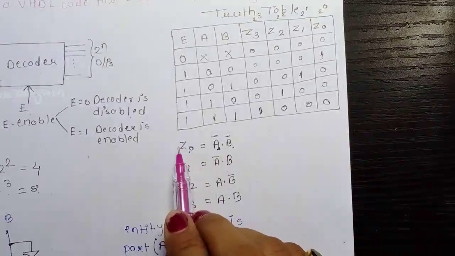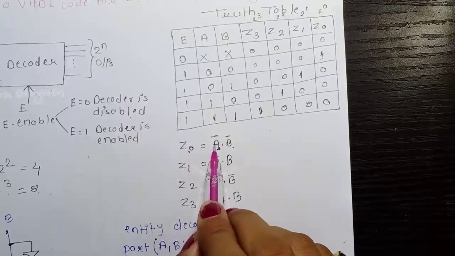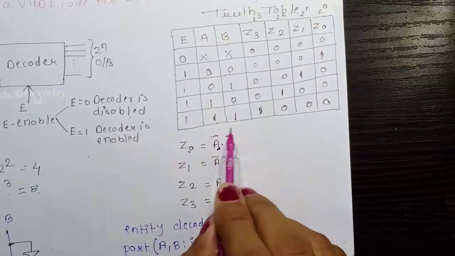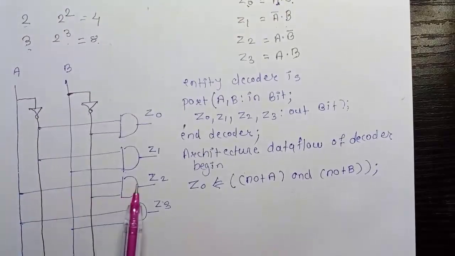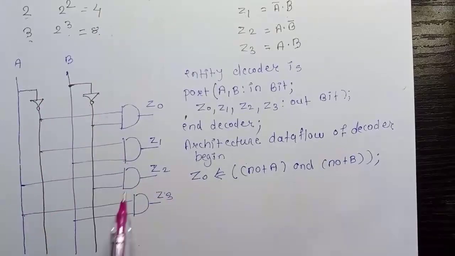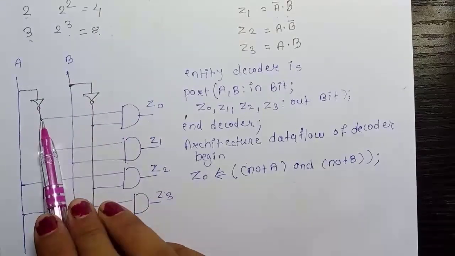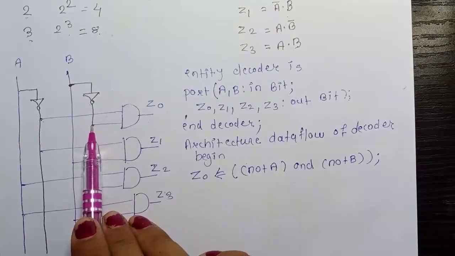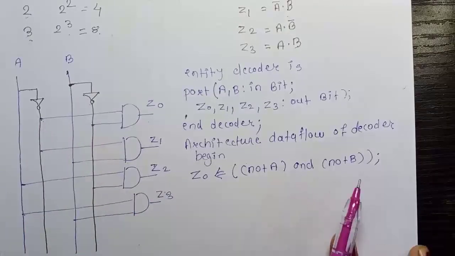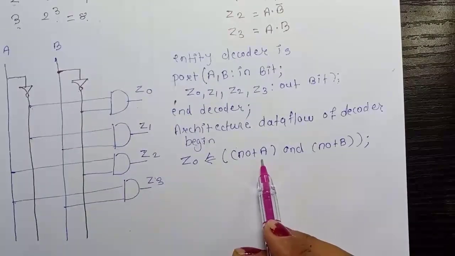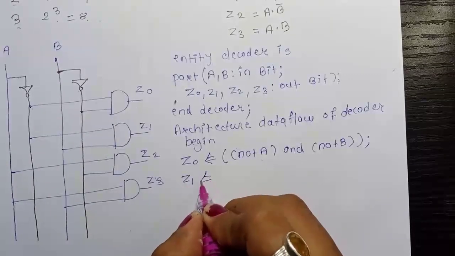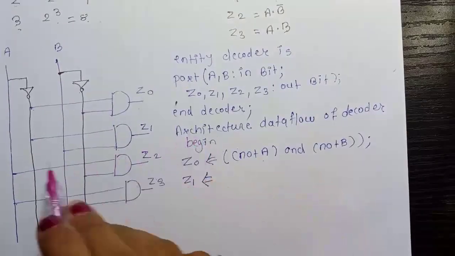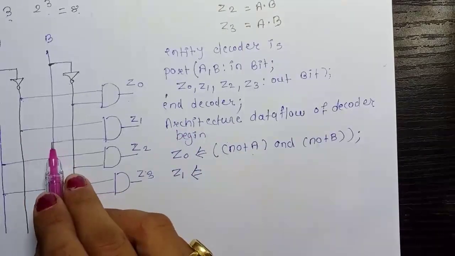This is the logic boolean expression for Z0, that is A bar into B bar. Here we are performing AND operation. Now this is the logic circuit for these 2 inputs and 4 outputs. So your Z0 is not A and not B, that means A bar into B bar. So Z0 is assigned to not A and not B. Now next is Z1. My second output Z1 is assigned to not A and B.